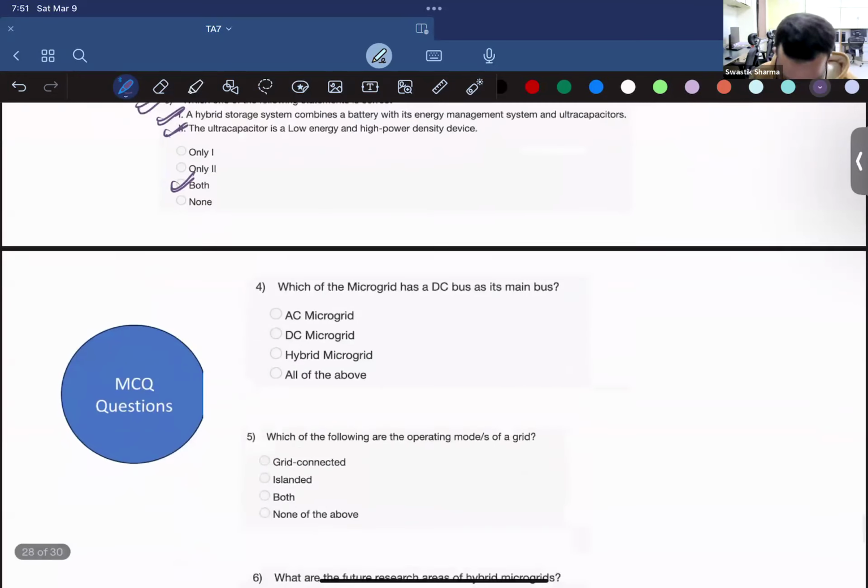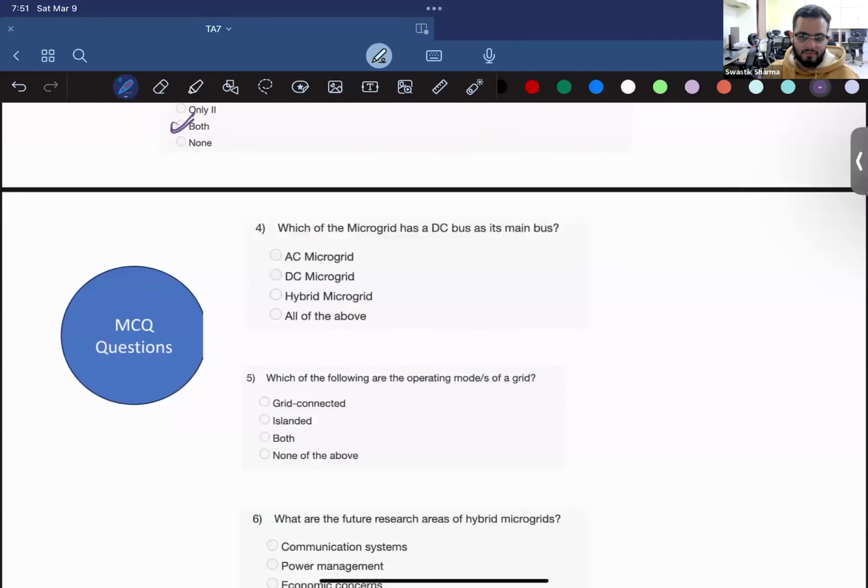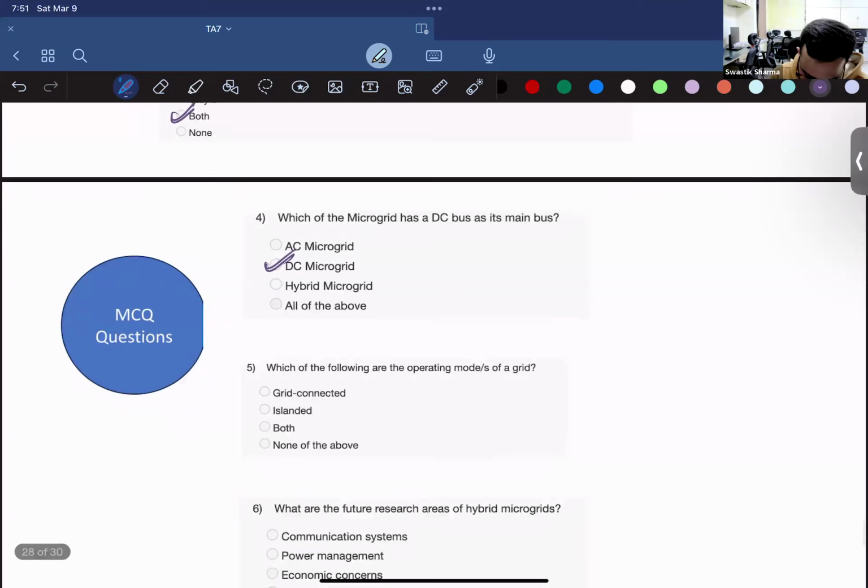Next question: which of the following microgrids has a DC bus as its main bus? This is very easy, right? In an AC/DC microgrid, you don't have a main bus. You have both the buses, AC and DC. Just remember that. A main bus is only with the DC microgrid or an AC microgrid. So the DC bus is for the DC microgrid.